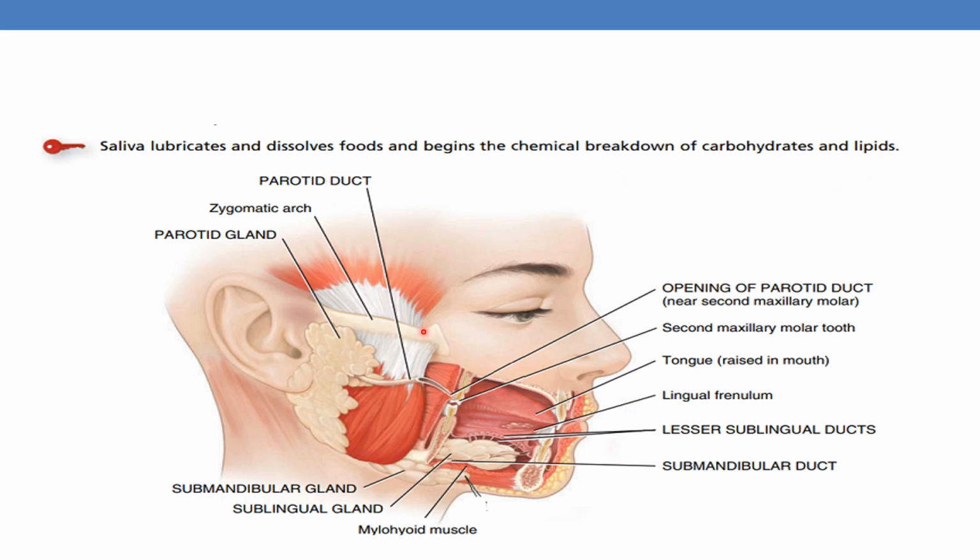Here you can see the three major salivary glands. The first one is parotid gland. It is behind the ears. You can see this is the ear and this is the parotid gland. The next, this is the sublingual gland, and inferior to it, this is the submandibular gland.